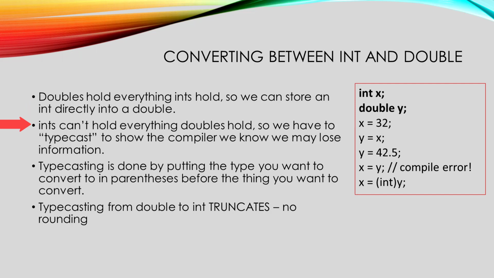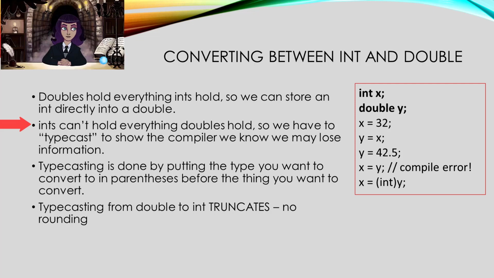That was easy, but the other direction isn't that simple. There are values that can be stored in a double that won't fit into an int. 42.5 is a real number that can be stored in a double, but we can't fit all of that into an int. There's not a place for that 0.5. If we try to store a double into an int, our compiler will give us an error because it's worried that we're losing information. We need some way to tell the compiler, chill, man, it's okay to lose that information.